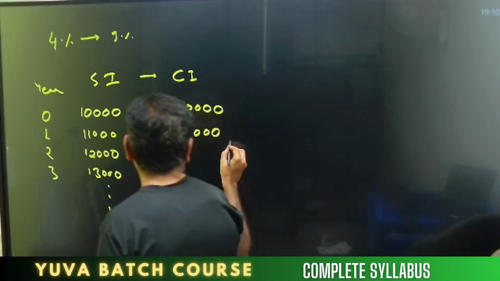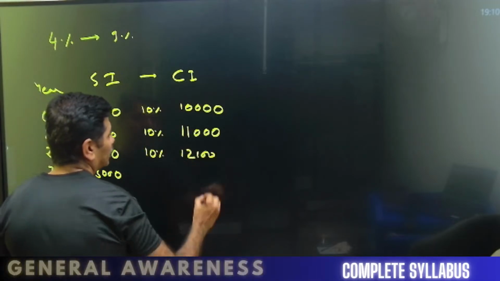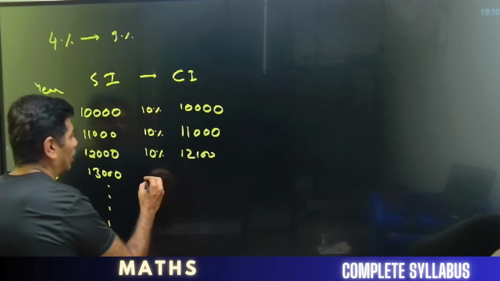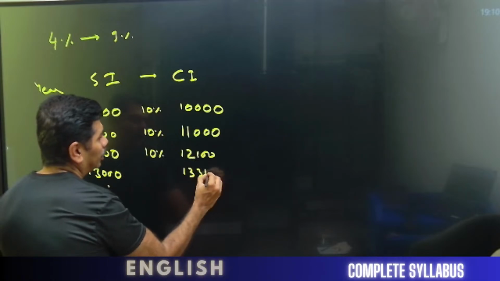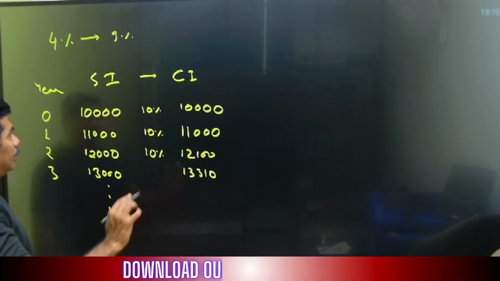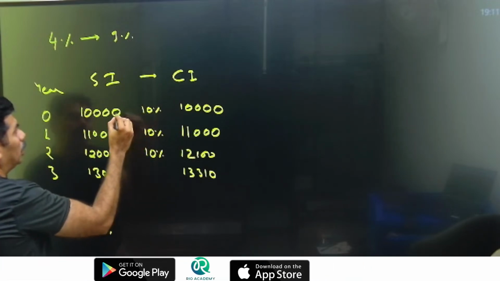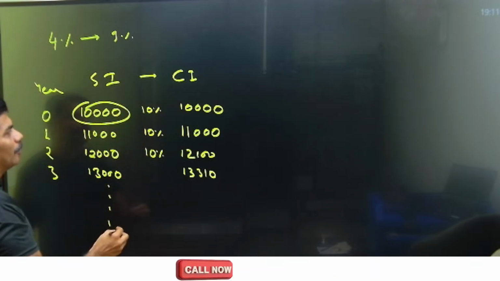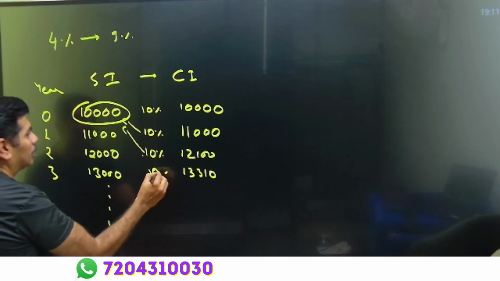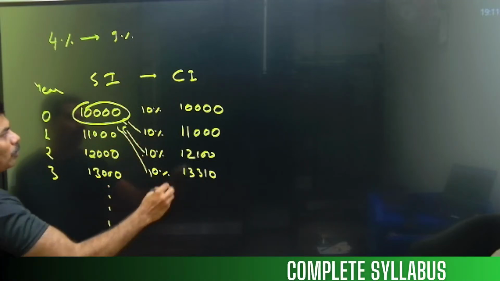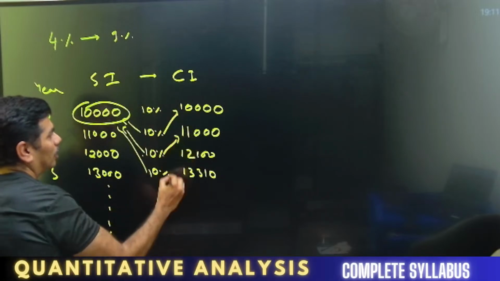So 10% of 11,000 will give me 12,100 rupees. And next year I'll be getting 13,310 rupees. That means in simple interest, I'll be getting interest only on the principal amount, 10% of this, again 10% of this. Whereas in compound interest, what happens is I'll get first year on this, second year on this, third year on this.